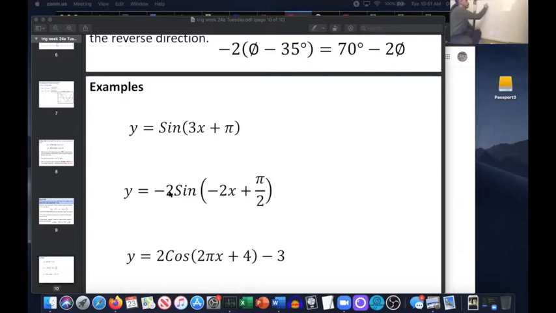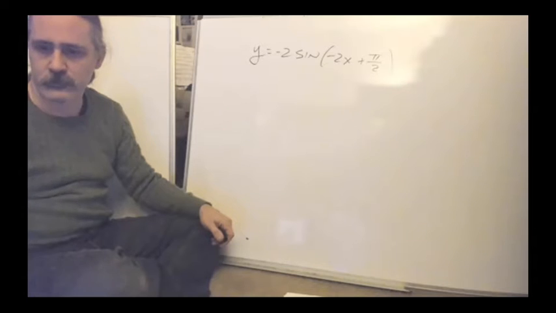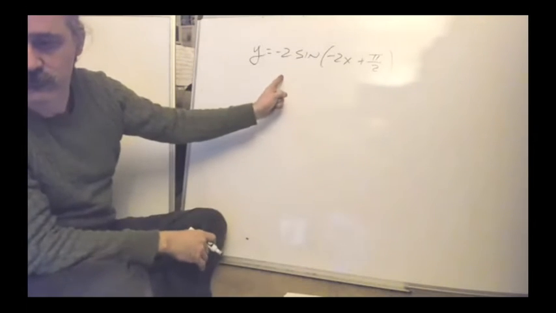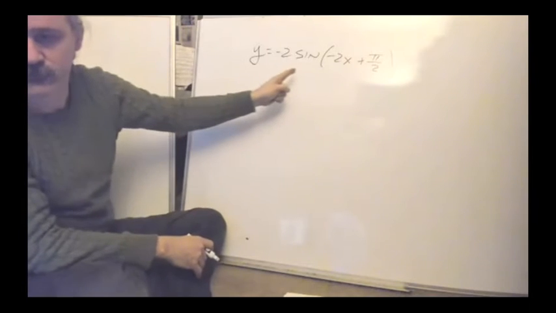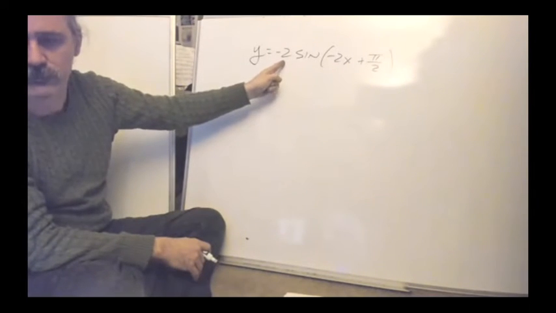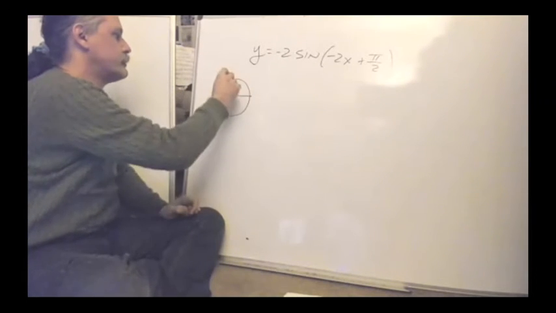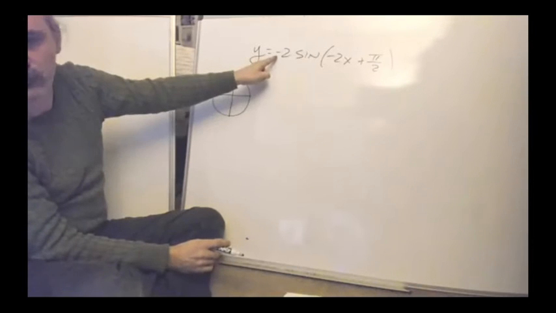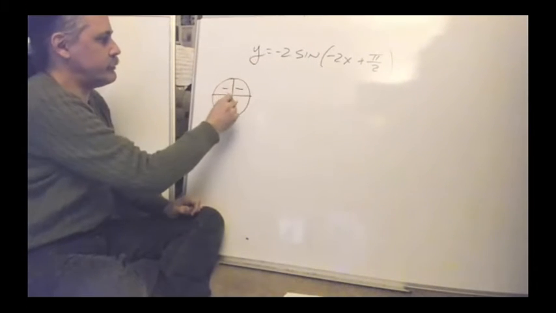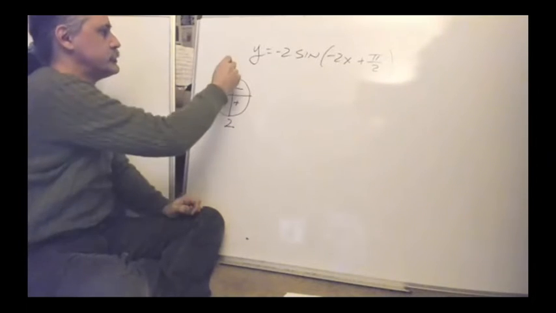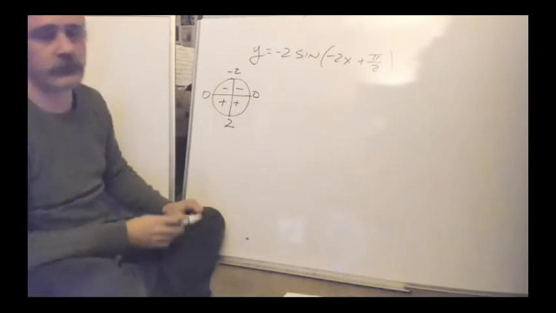Right, so y equals -2 sine(-2x + pi over 2). All right, so again, we're not adding anything to this. So it's going to be -2 times 1, -2 times -1. Because we're multiplying by a negative, now it's going to be negative above and positive below. And so here's where 2 is, that's where -2 is, and that's where 0 is.